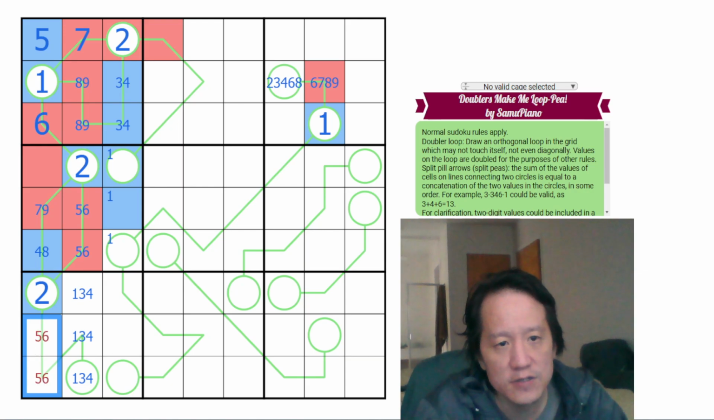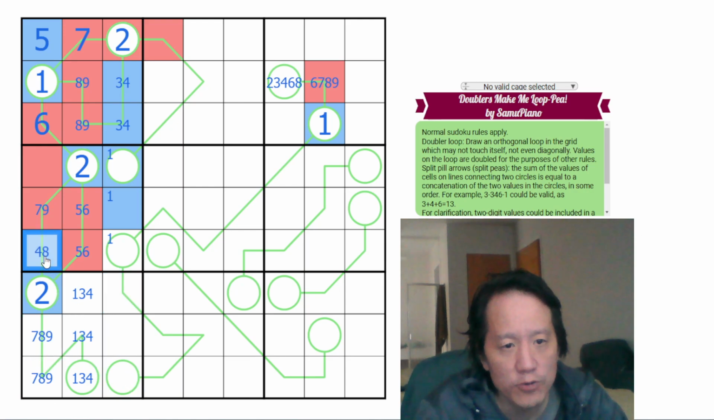We have 5, 6, 7, 8, and 9. This cannot be 5 or 6. So this has to be 2 out of 7, 8, and 9, which means this can't be 8. So this is 4, which means this is 9 doubled. So this can't be 9. This is 7 and 8, so it's 15 at least.